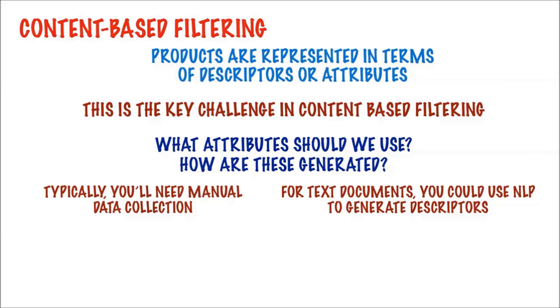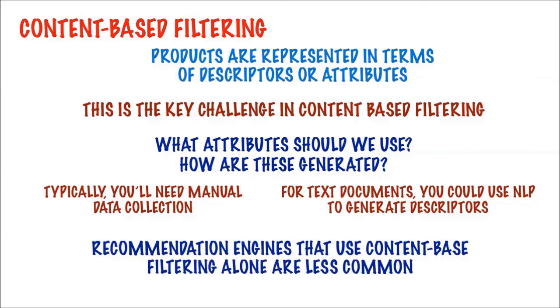However, recommendations are needed in other contexts other than text documents. You would need them, for example, for movies or songs or different kinds of electronic products. In those cases, you would have to have a manual data collection phase where every product and every user is mapped against the factors that you identify. This is why recommendation engines that use pure content-based filtering are less common.